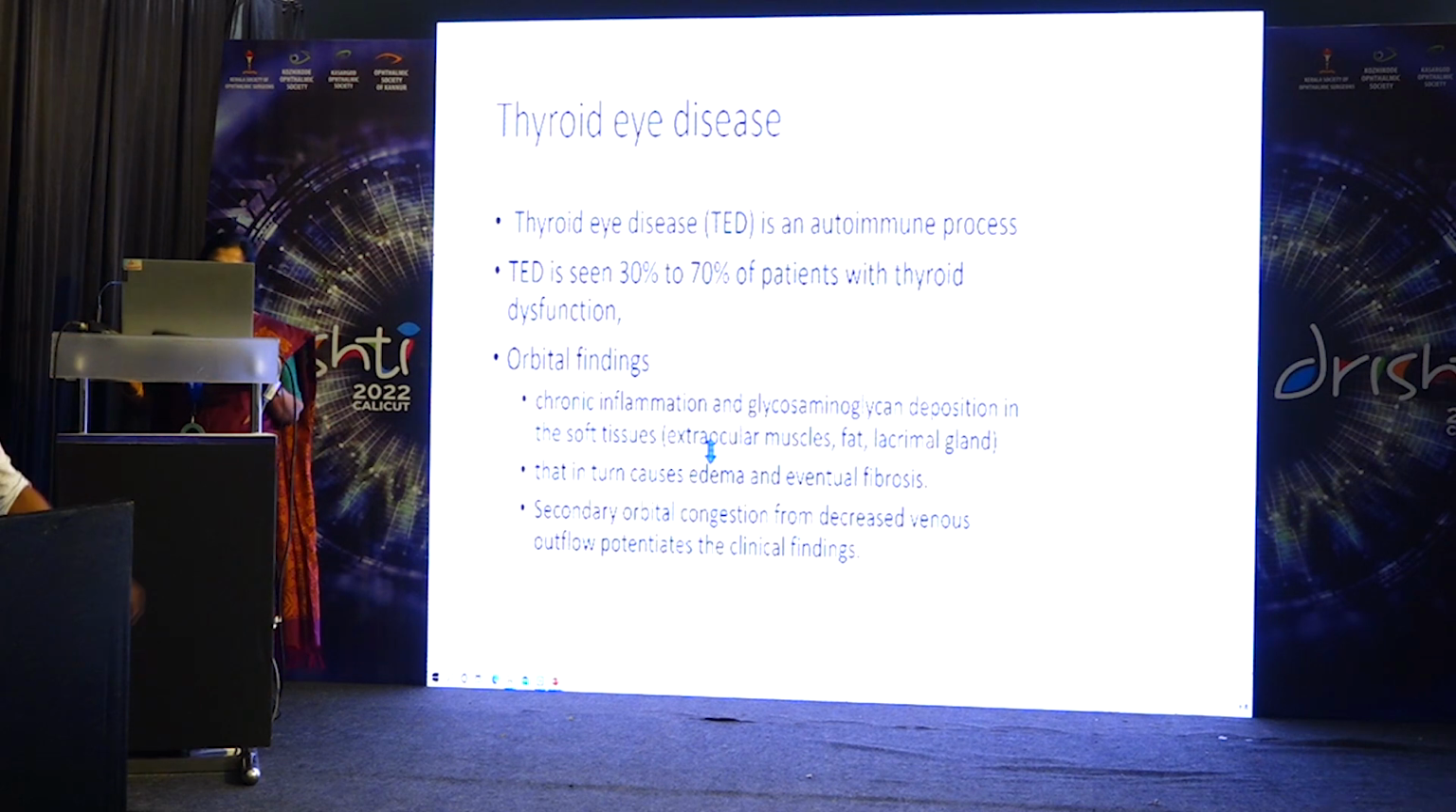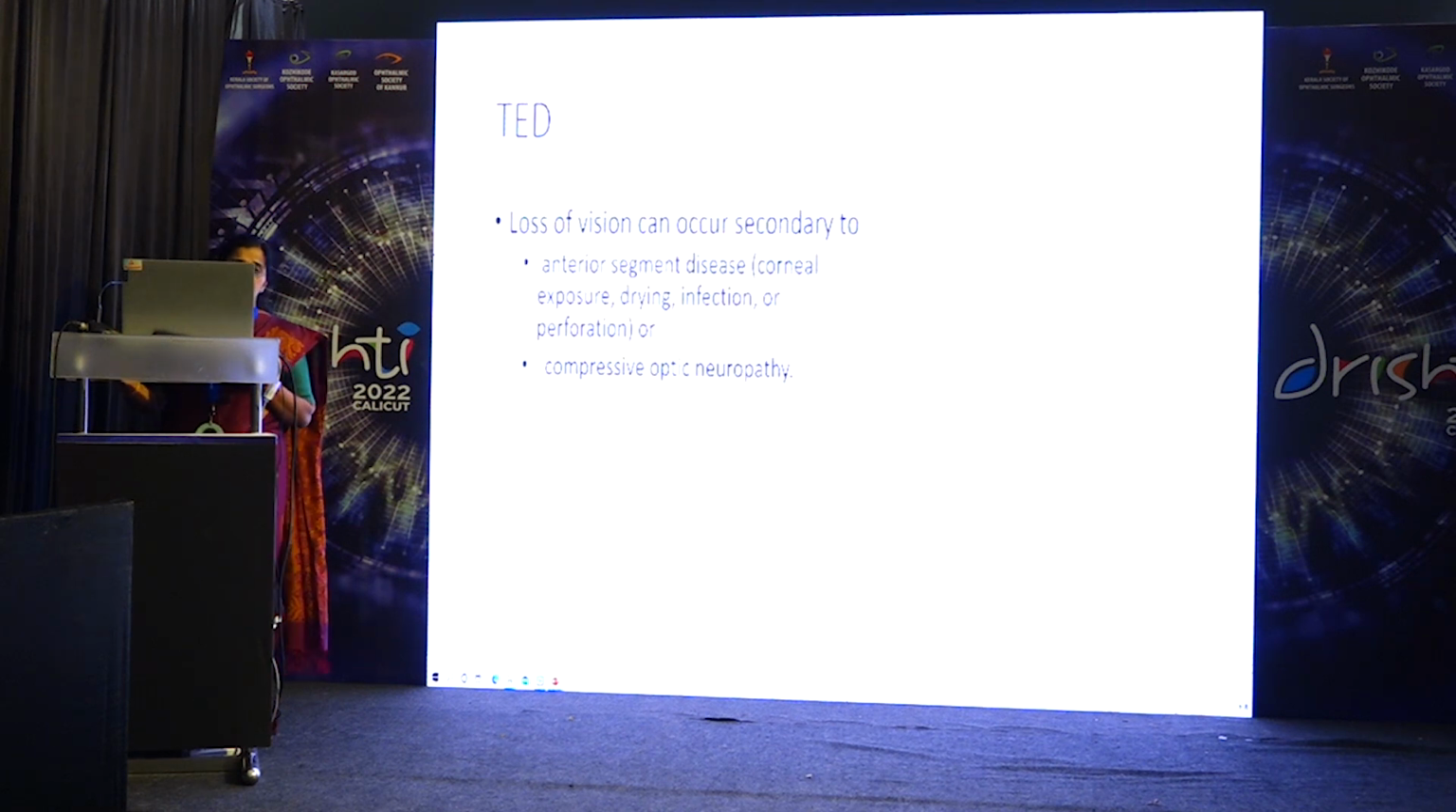Thyroid eye disease is a common cause of proptosis and ophthalmoplegia. It is an autoimmune disease, and there is deposition of glycosaminoglycans in the orbital tissue, which causes proptosis and soft tissue involvement. Here, the cause for loss of vision is due to corneal involvement or compressive optic neuropathy.